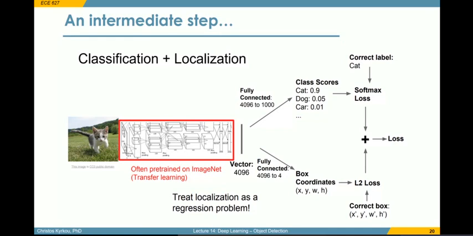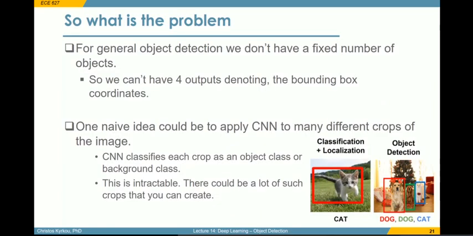Now, the problem is that here it's easy because we know that we have one object, and as a result, we only have 4 coordinates. Generally, in detection systems, we don't know the number of objects in the image, so we cannot assume that we only have 4 outputs. The naive idea would be to use the CNN as a classifier: doing the image pyramid, extracting windows and classifying all of these windows. But this process is cumbersome, especially for CNNs, and it can create a lot of different crops.